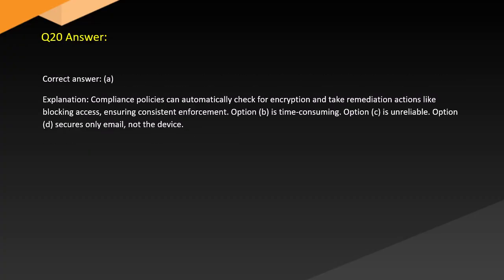Answer. Correct answer: A. Explanation. Compliance policies can automatically check for encryption and take remediation actions like blocking access, ensuring consistent enforcement. Option B is time-consuming. Option C is unreliable. Option D secures only email, not the device.